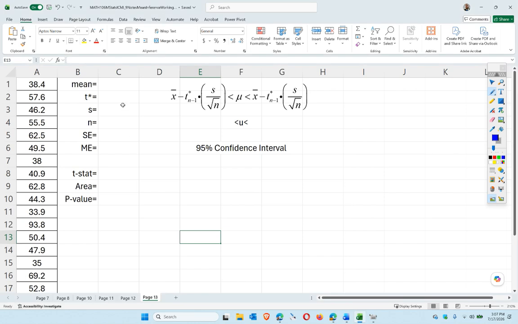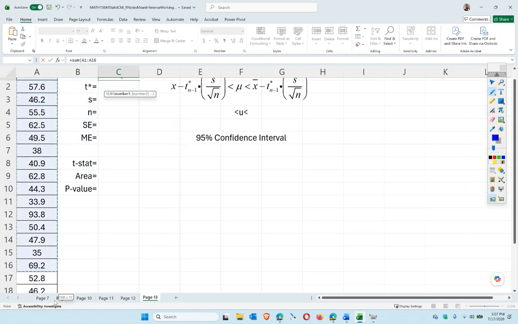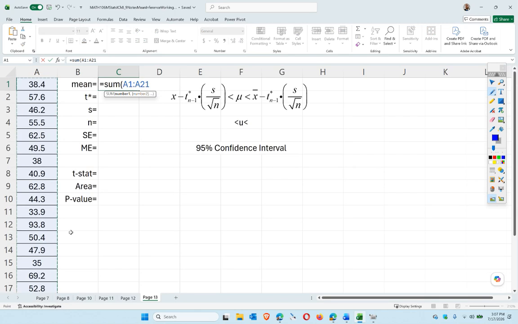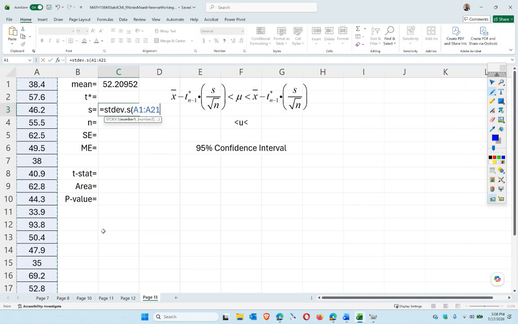Okay, so I put all the data in here, so we're going to add up all the data. Looks like there's 21 of them there, right? So we're going to divide by 21 to get the mean. And then the standard deviation, dot sample. And then we'll count the number of values, which is 21, of course.